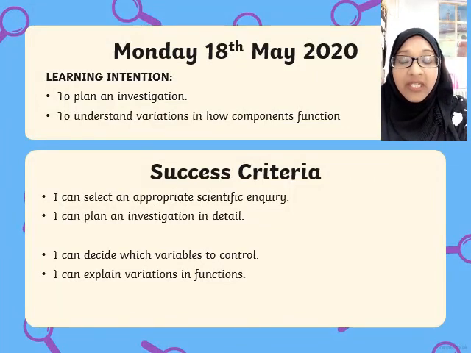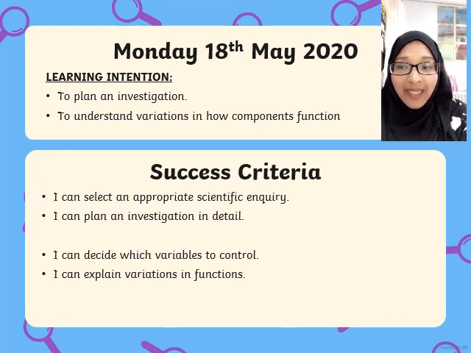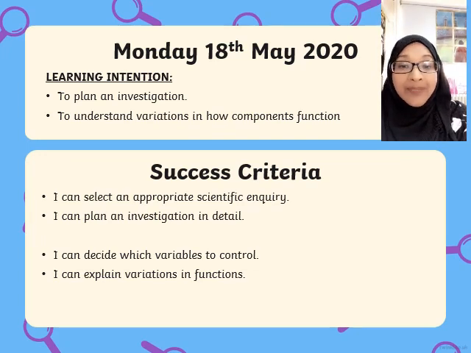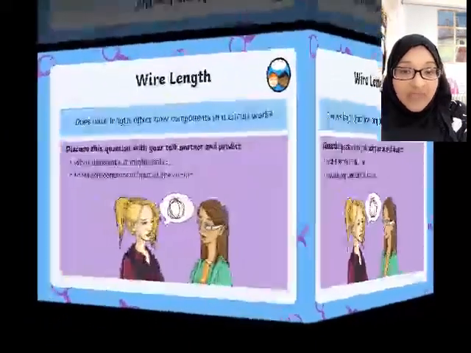Learning intention is to plan an investigation, to understand variation in how components function, and our success criteria. So by the end of the session, you should be able to select an appropriate scientific inquiry, to plan an investigation in detail and decide which variable to control, and also to explain variations in function.